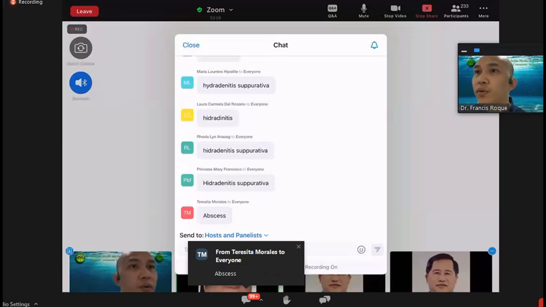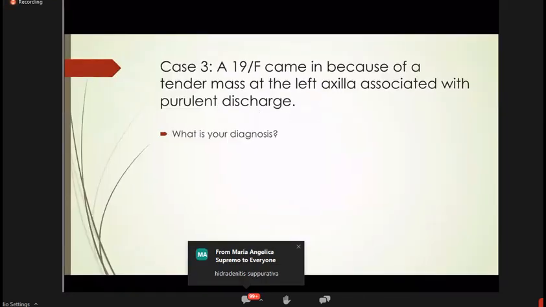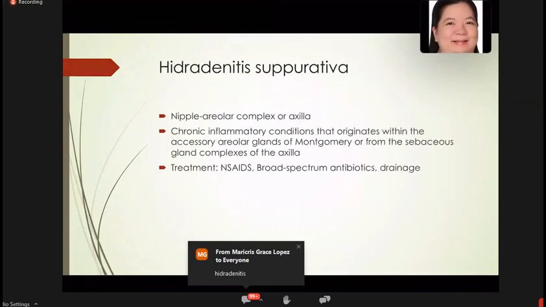Okay, answers? Most of you are correct: hidradenitis suppurativa. What is hidradenitis? It usually occurs in the nipple areolar complex or, more commonly, in the axillary area. It's not only in females. I've seen a lot of hidradenitis in males too.